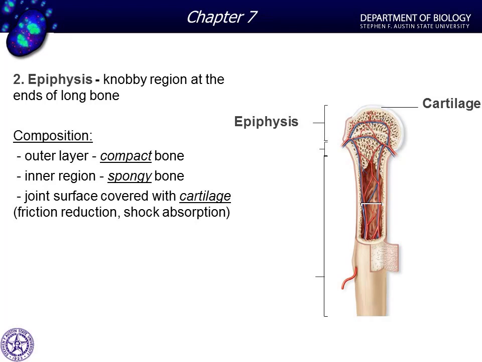And much like we see with the shaft, the outer portion is going to be compact bone, the inner portion much more densely populated with our spongy bone. But on the surface, we have cartilage. And what kind of cartilage is going to make up that articular surface? Hyaline cartilage. Hyaline cartilage is going to make that surface. Yeah, it's going to reduce friction, but it's mostly that shock-absorbing nature to keep bone separate from bone is present on the surface of the epiphyses.